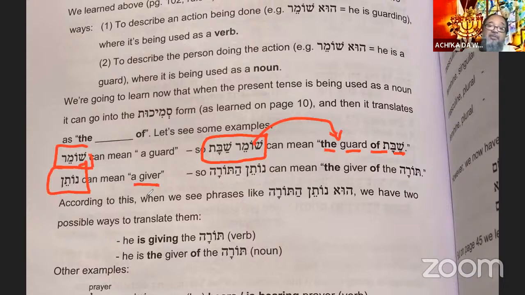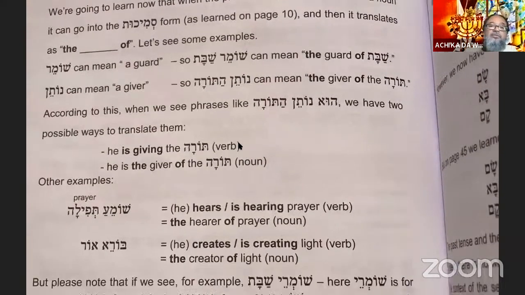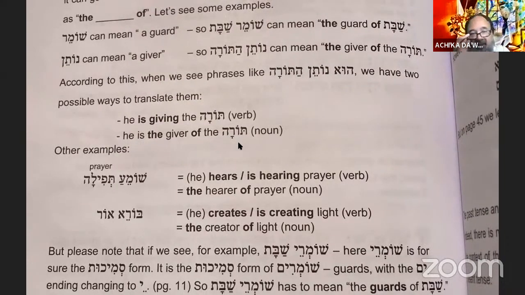Okay. So shomer can mean a guard. Nothane could mean a giver. Okay. Not the giver, a giver. Okay. It also means giving. So you've got to look at that, read it, and try to memorize it. They're going to give you some examples here.